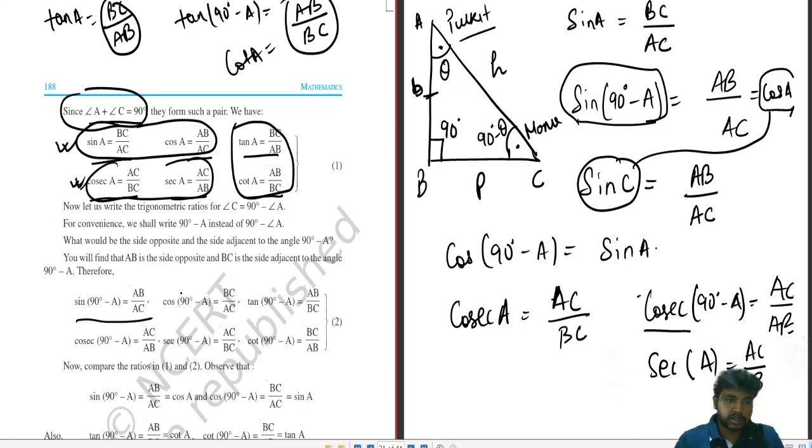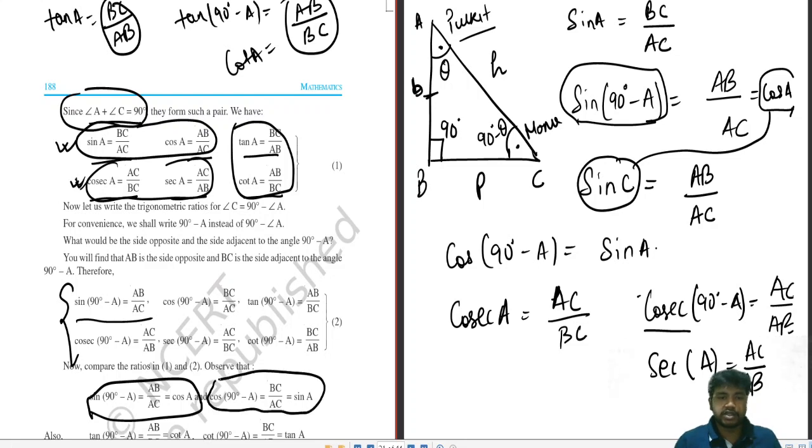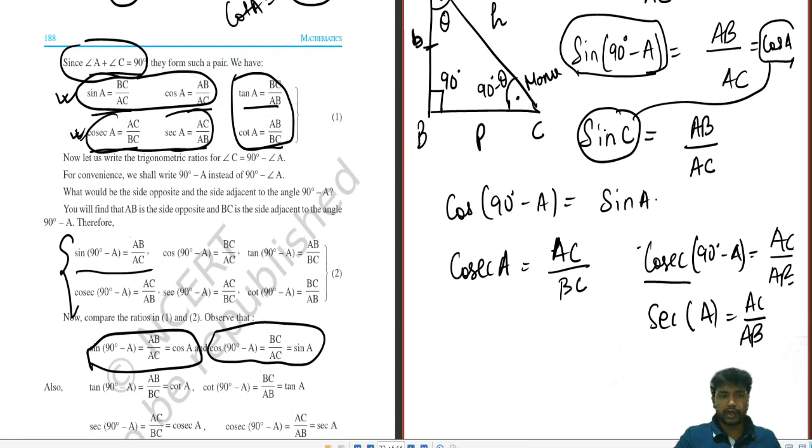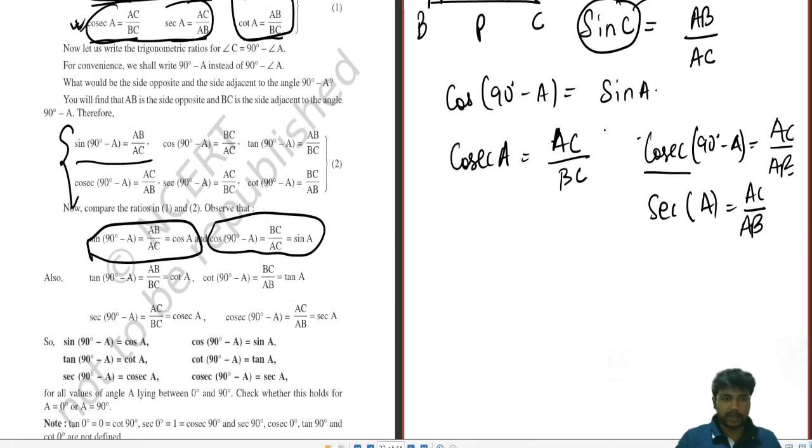You can look over this in this part. It is written in the NCERT. Sin 90 minus A, cos 90 minus A, tan 90 minus A. So in the above, sin A is BC by AC. In the below, sin 90 minus A is AB by AC. So this has a relation of cos A. If we look over here, this has a relation of cos 90 minus A equals sin A.